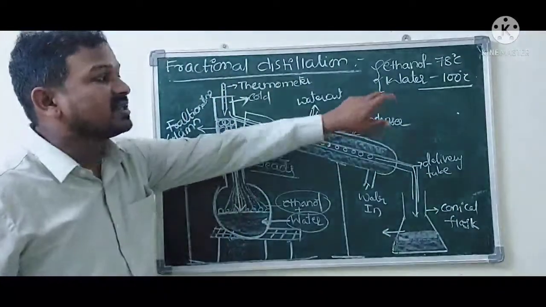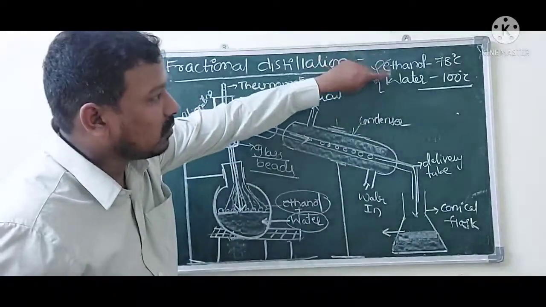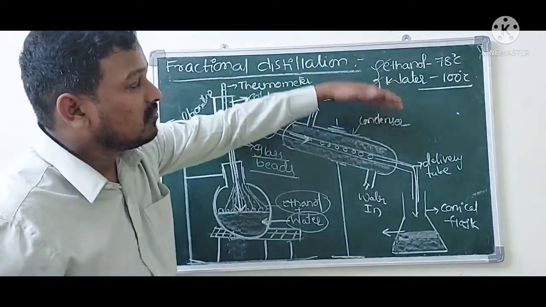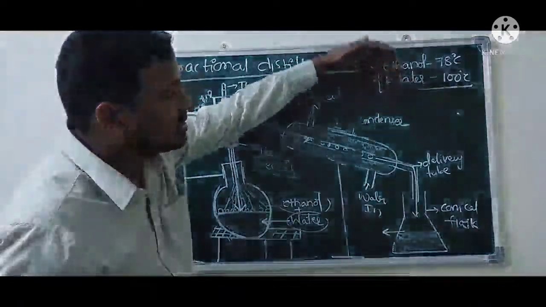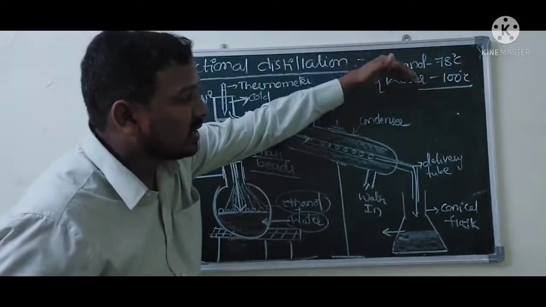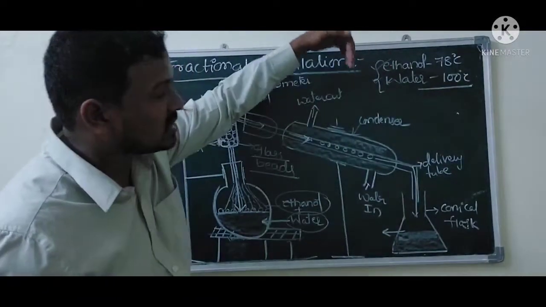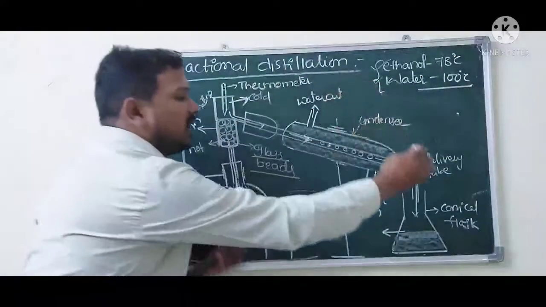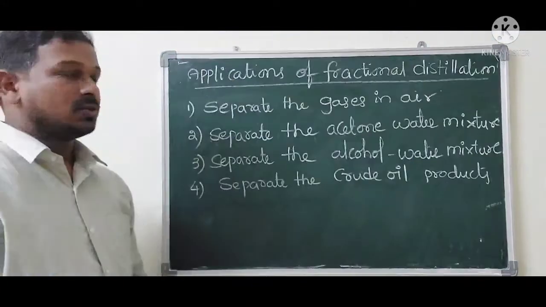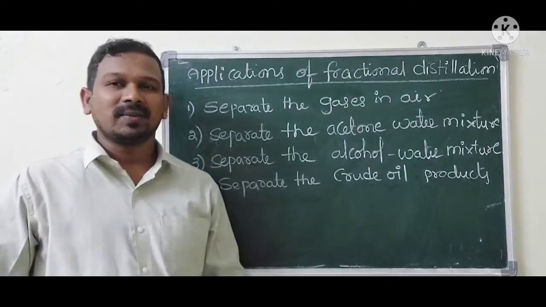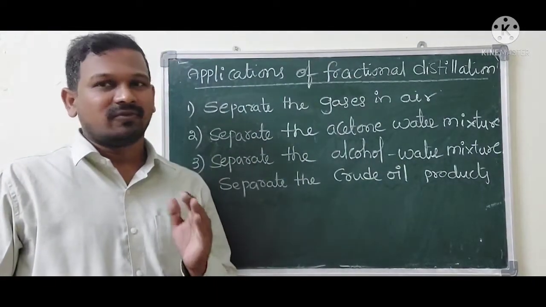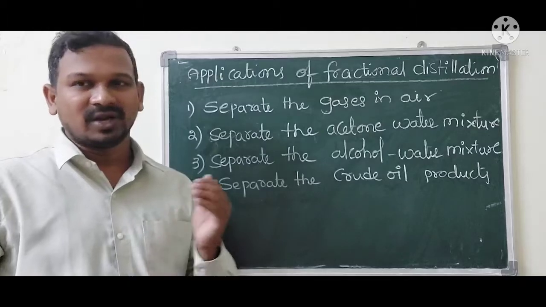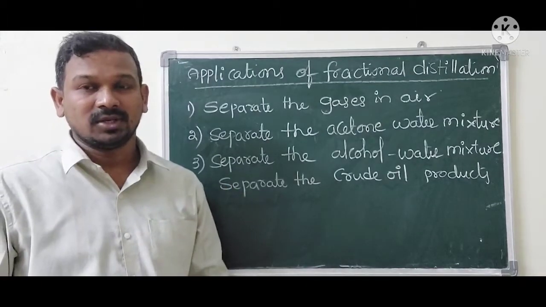Like this, we can separate the ethanol and water solution if the difference of the boiling points is less than 30 Kelvin or less than 30 degrees Celsius. So we successfully separated the ethanol and water with the help of the fractional distillation process.